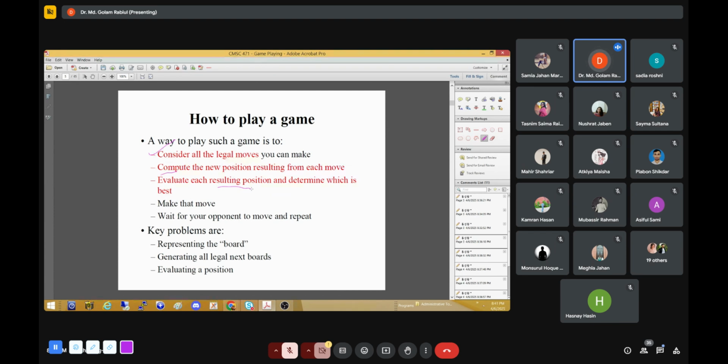Then what are the key problems in gaming design? The first problem is representing the board. That means there are several types of games, but you have to think about how to represent that board. If we consider tic-tac-toe, it has a board like a 3x3 grid, and then you can move and then the opponent can move in those positions.